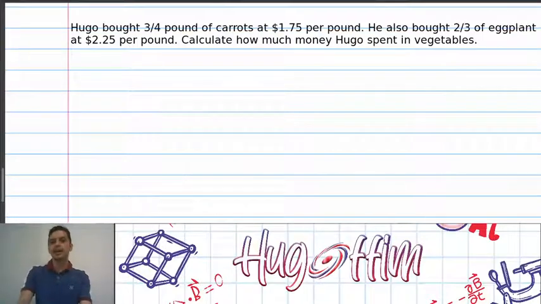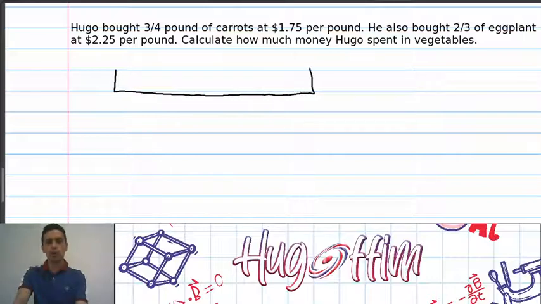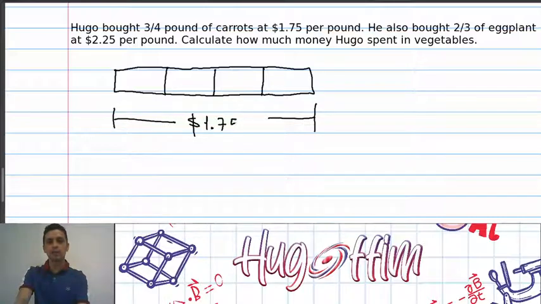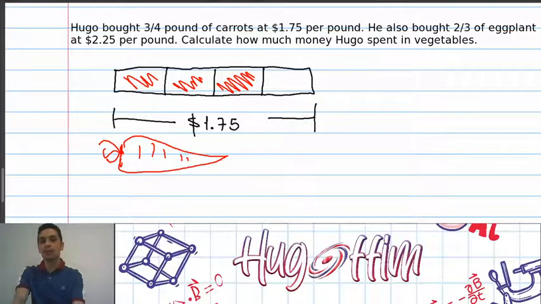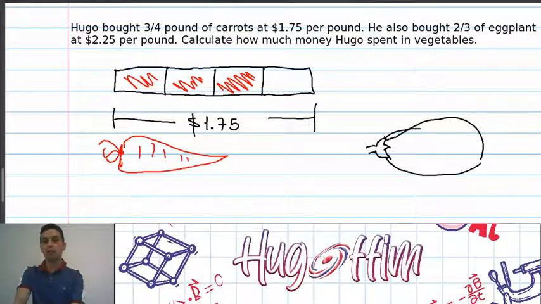So for example, in this case, you can imagine that your carrot is related to a bar, and this bar is divided in 4 parts, and the complete bar costs $1.75, but you're just going to have 3/4 of this bar. And this is carrot. And on the other side you have the eggplant. So I'm going to draw the eggplant.